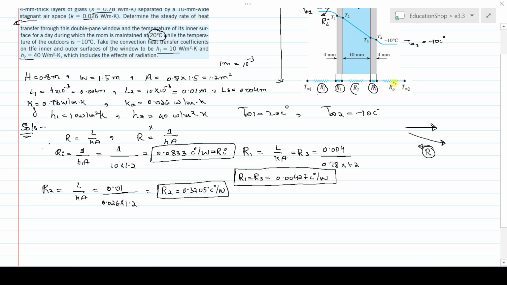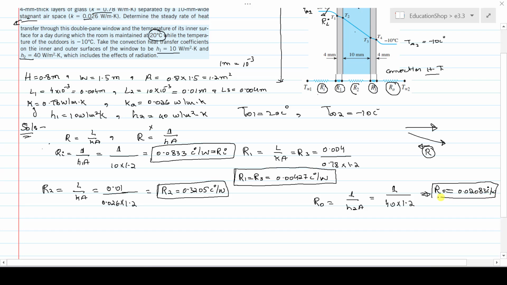This is to find R0, the mode of heat transfer outside the panel, convection heat transfer. In this way, we can say that the R0 value is equal to 1 divided by H2A. It is 1 divided by, what is the H2 value? Outside the double-pane window, it is 40. Surface area is 1.2. When you solve on calculators, you will get the R0 value, which is 0.0208 centigrade per watt.